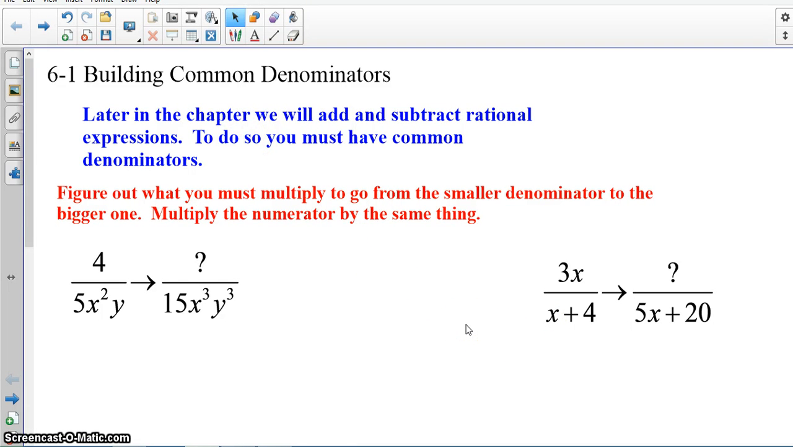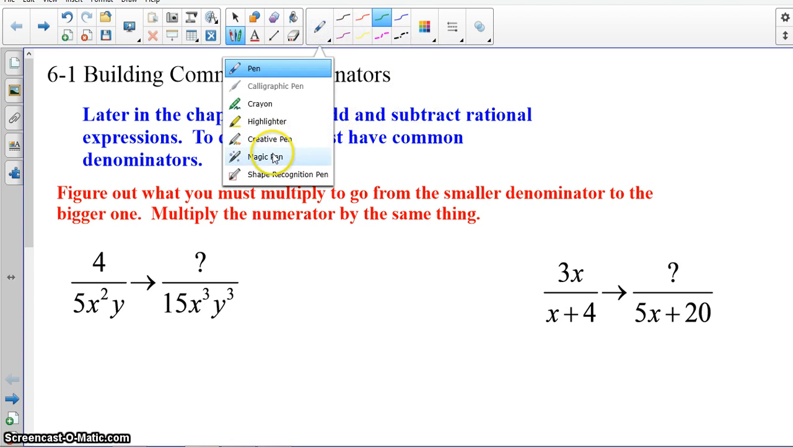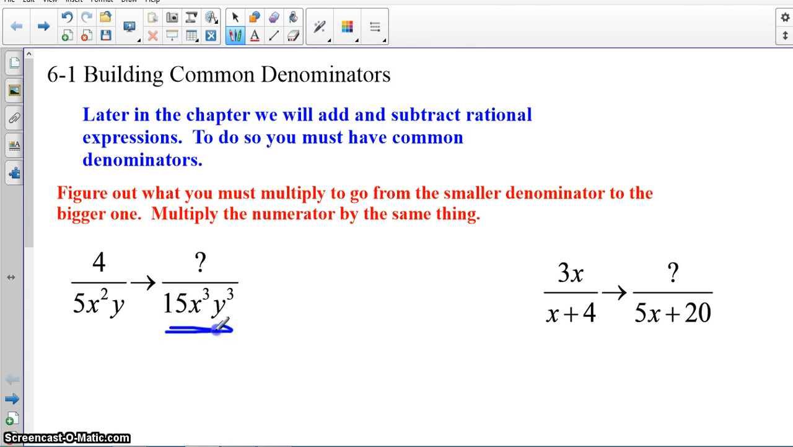Alright, so in 6.1, they're trying to teach you a skill that you're going to have to use later in the chapter. It's how to build up to a common denominator. So these exercises in this section start with the idea that, let's say you've hypothetically already got the common denominator. So in this case, you figure out that the common denominator is this guy right here.